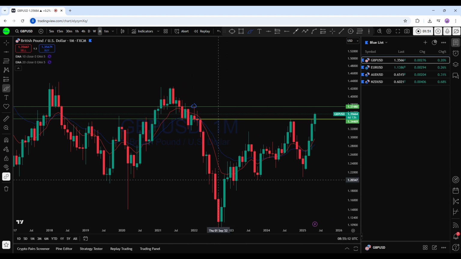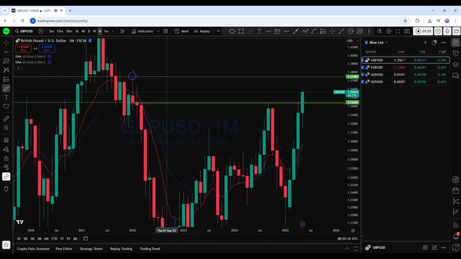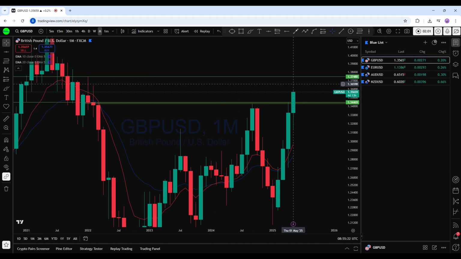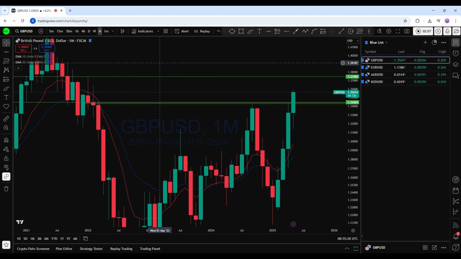So because there was such an important bounce here, we may see the market at least cross that high, even potentially create a new higher high. So from the monthly on GBPUSD, potentially another 200 pips possibly.